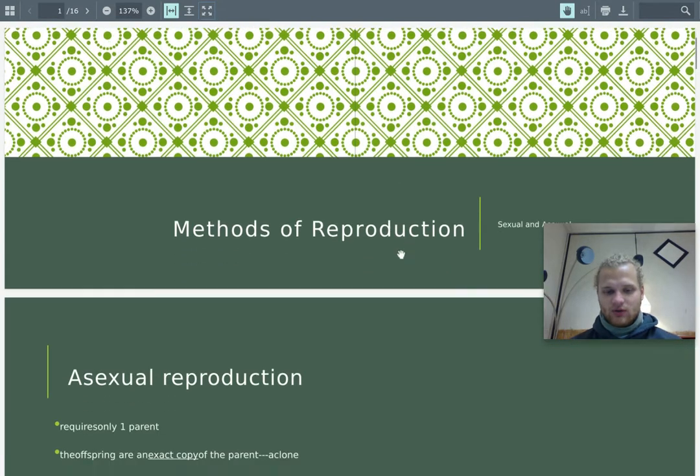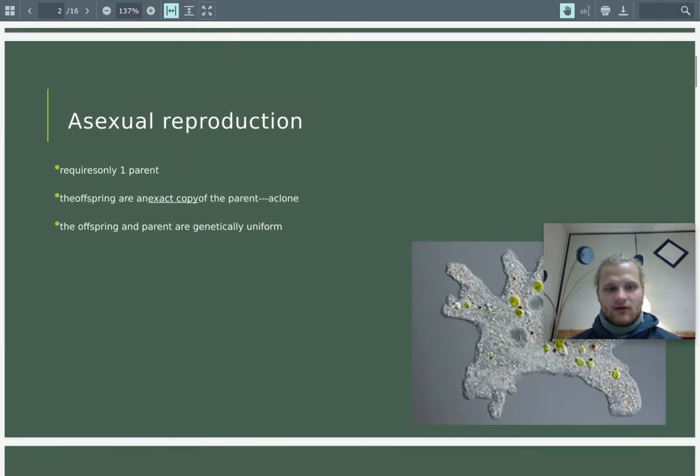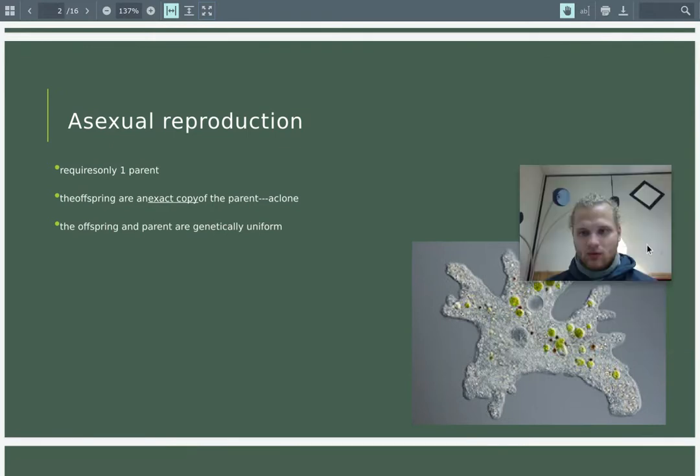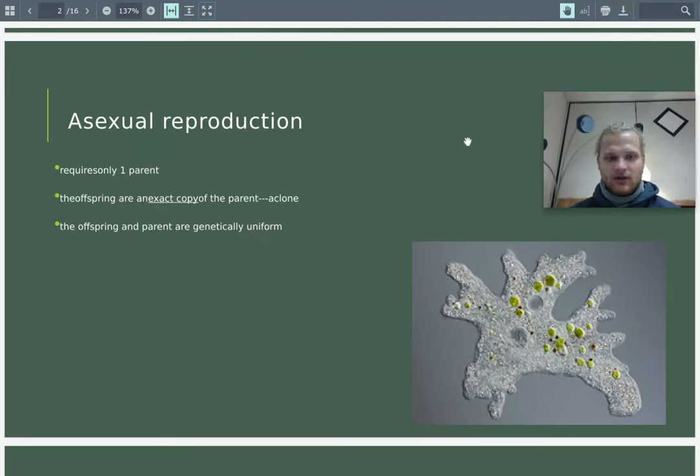Okay, so let's keep going. We're going to be talking about sexual versus asexual. So first, we're going to be talking about asexual. Asexual reproduction involves one parent. It makes an exact copy of the parent, and it is a clone. The offspring and parent are genetically uniform. This is used by a lot of unicellular organisms, not all, because they're just going to be making an exact copy of themselves.